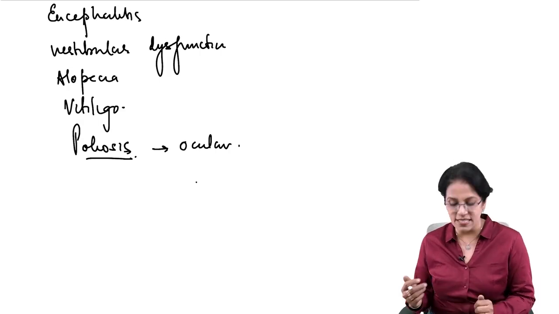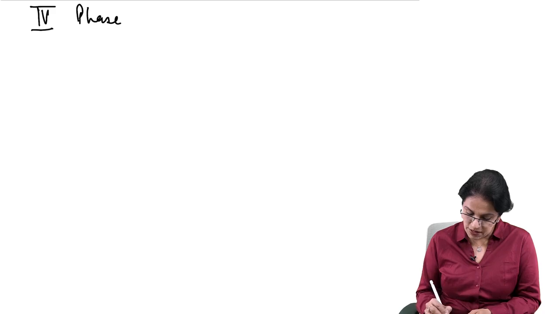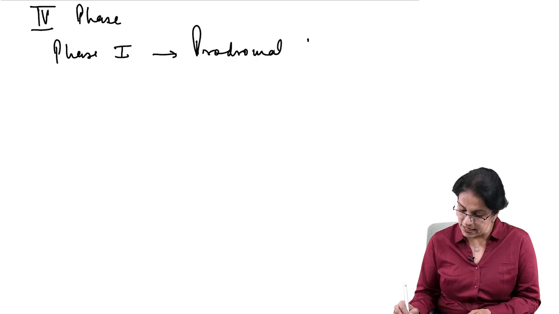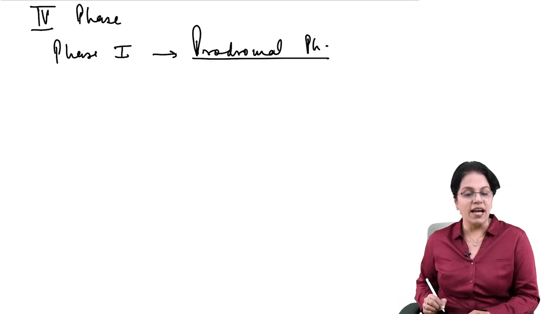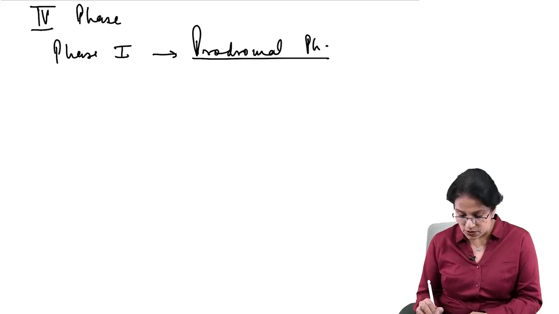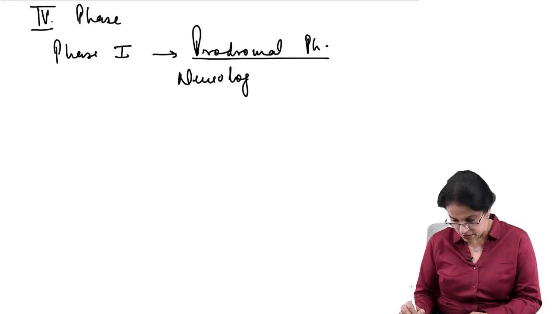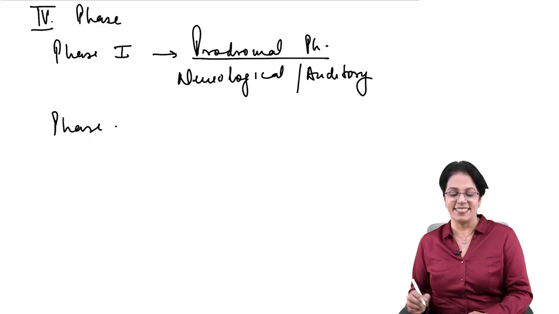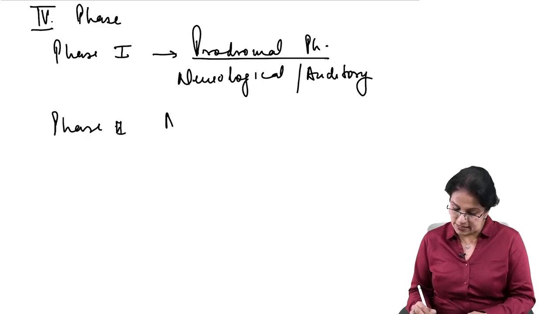So there are 4 phases in this disease. When you talk about the 4 phases, phase 1 is mainly a prodromal phase. Now when you say prodromal phase, this is the phase where you are getting all the neurological features and auditory problems. So the neurological features and auditory features occur in the first phase. After this comes phase 2, and this phase is an acute uveitic phase.